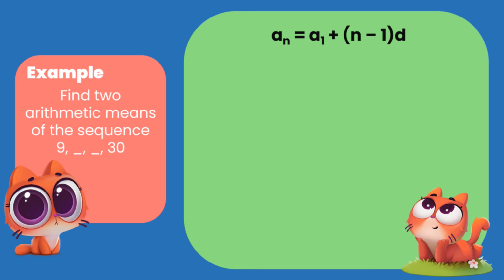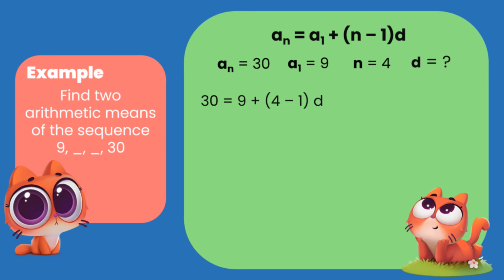For our a sub n, we have 30, since 30 is our last term. And our a sub 1, or our first term, is 9. And for our n, we have 4. That is correct because we have 4 terms in the sequence, which are 9, a sub 2, a sub 3, and 30. And our common difference is missing. After getting all the values, we can now substitute them into our formula. Therefore, we have 30 is equal to 9 plus the quantity of 4 minus 1 times d.